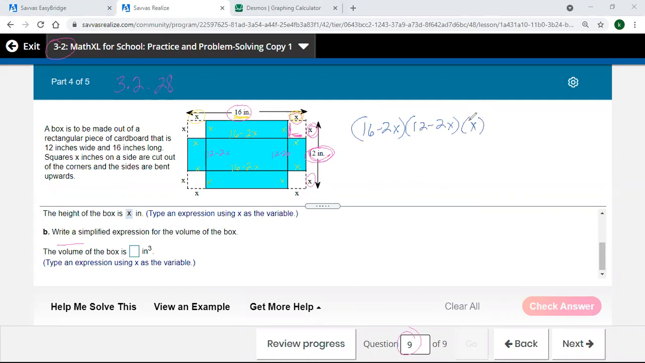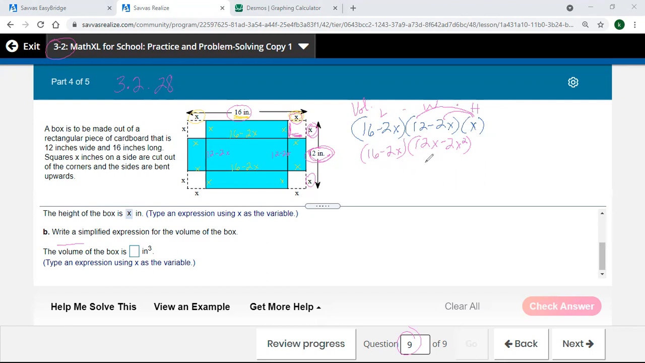So we did this one wrong in the last video. I tried it and it wouldn't let us type it in this way. So I'm going to distribute this x into here. So that gives me 12x minus 2x squared. And then let's multiply that out times the 16 minus 2x here. So this is for my volume. I did length times width times height to find my volume of a rectangular prism.